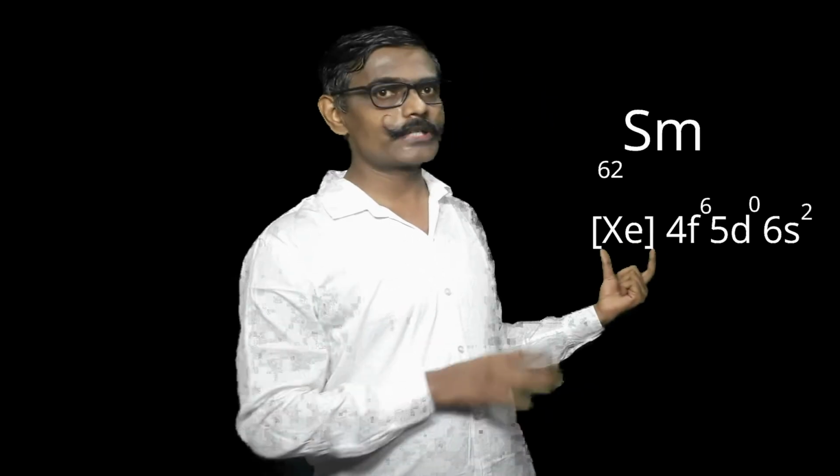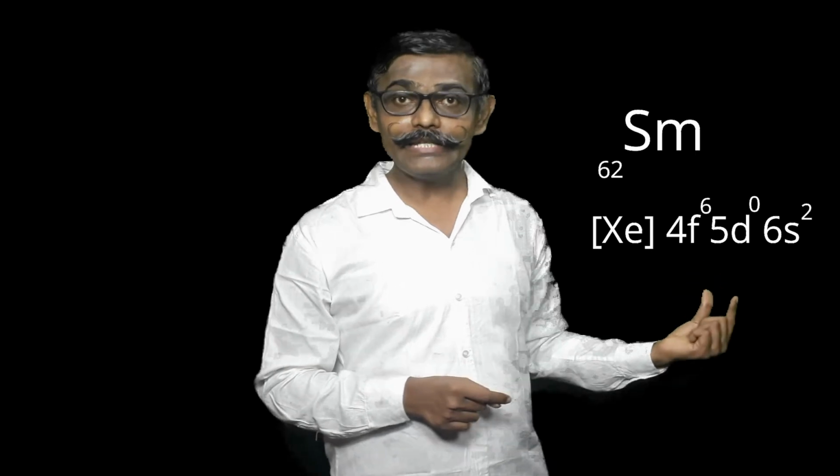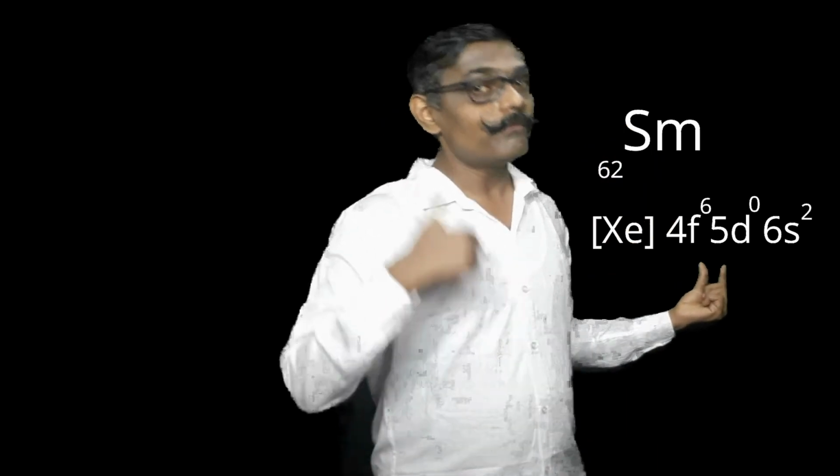So for samarium electronic configuration how occurs? Up to xenon 54 electrons are over. 55th electron enters in 4f orbital. 56th 4f orbital, 57th 4f orbital, 58th 4f orbital, 59th 4f orbital, 60th 4f orbital. So now in 4f orbital 6 electrons are there. For 61st electron 5d is not suitable. 6s is suitable. And for last electron, 62nd electron, 6s.